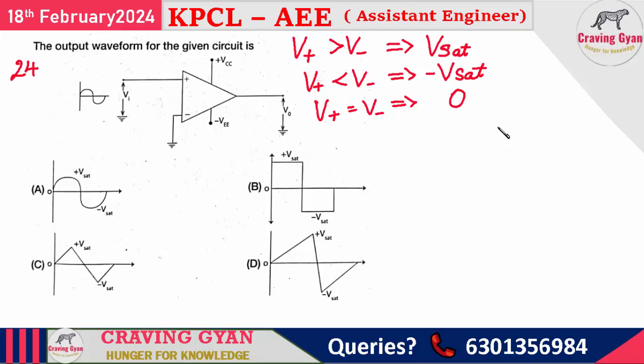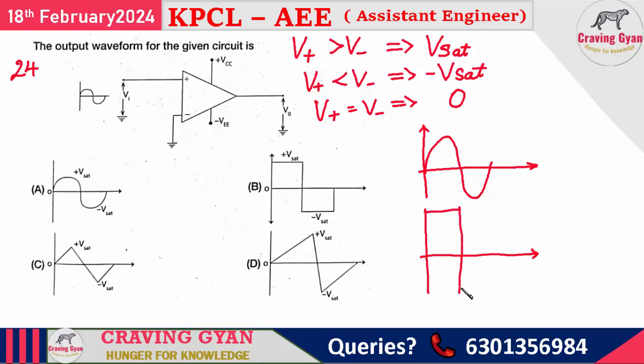Suppose input is something like this. When the input is on the positive side of the waveform, then what should be the output? V plus is greater than 0. So you're going to get a plus V saturation. And when V plus is less than V minus, we are going to get a minus V saturation. So the output is fluctuating between V saturation and minus V saturation. Already I have told the definition, the sinusoidal waveforms will be converted to a rectangular waveform or a square waveform.